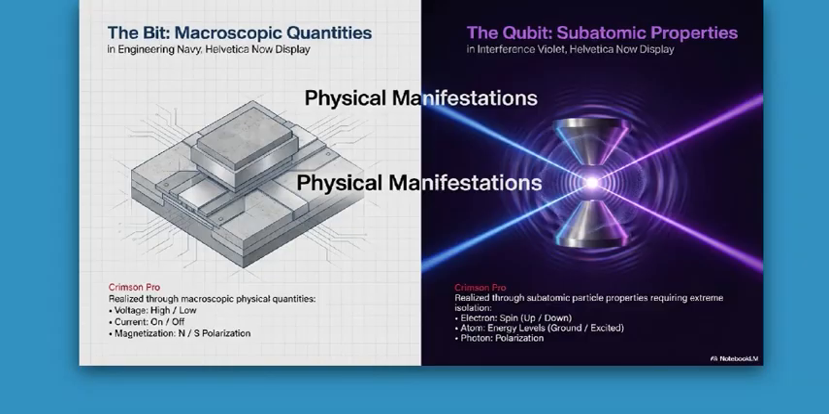But qubits? Qubits are subatomic. To make a qubit, you have to deal with nature at its absolute smallest scale. Like what, specifically? We are talking about electron spin. Is the spin up or is it down? Okay. Or atom energy levels. Is the atom in a ground state or an excited state? Or even photon polarization. That sounds incredibly difficult to manage.